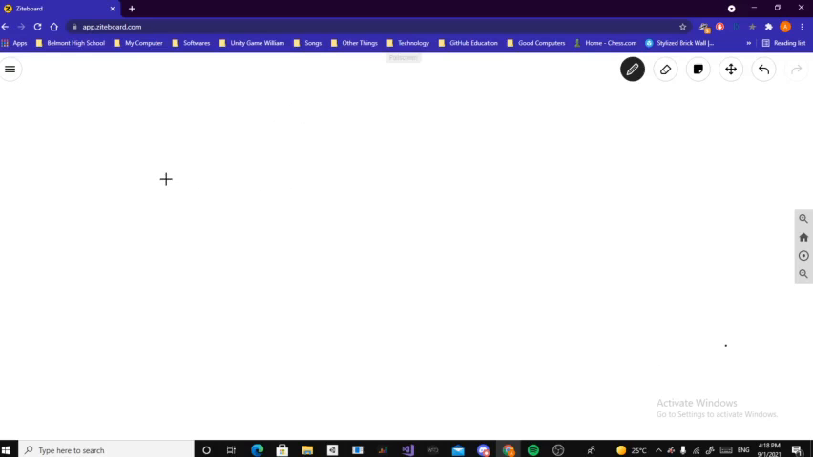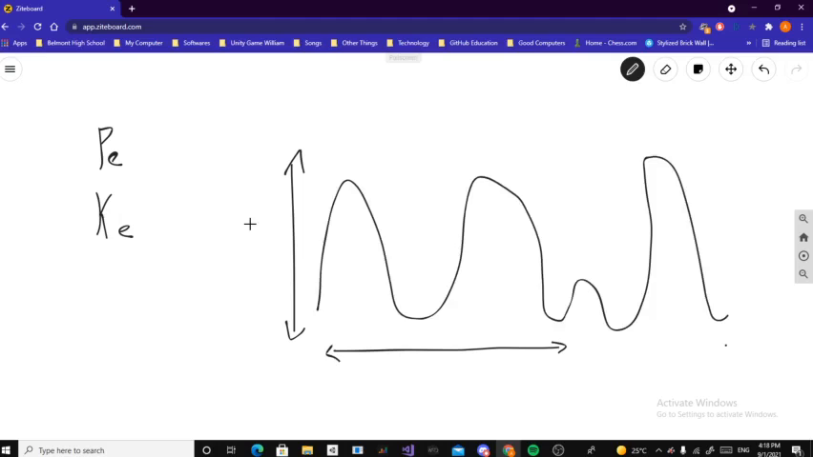So first we need to understand potential energy and kinetic energy. So here we can write PE and KE. Kinetic energy, potential energy. How about we have a graph, and we have little hills, and it goes up and down. And here is the potential energy, and here is the kinetic energy. Say a ball is rolling up and down these hills. It's going up and down.